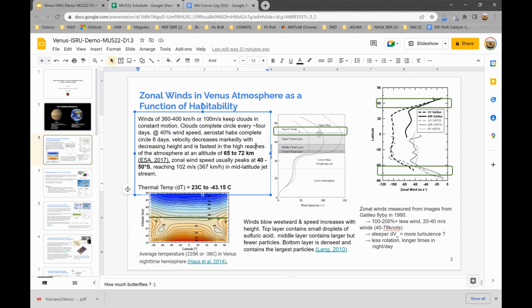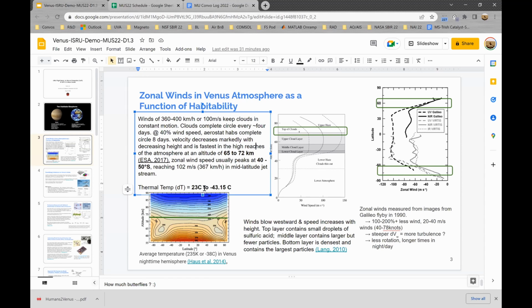And these cloud layers primarily consist of sulfuric acid, but then also water. And with these reduced wind speeds, I believe the systems and habitats would circle around the planet over 8 days or so, which introduces and influences the thermal operating window for systems.